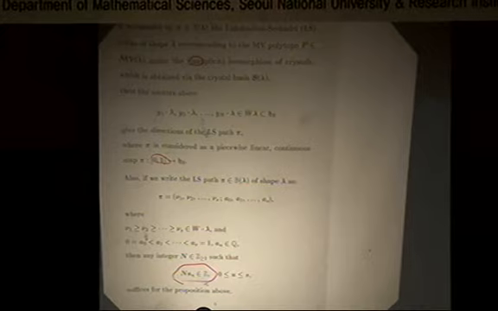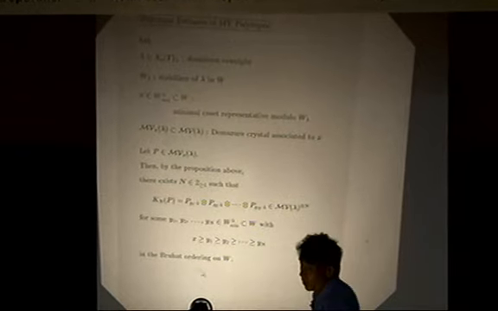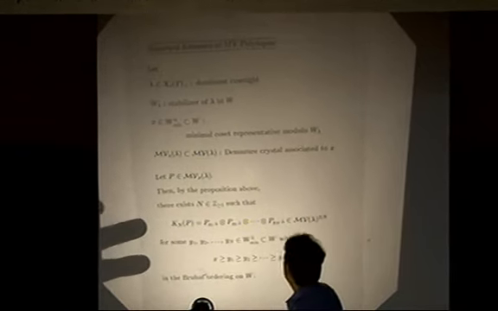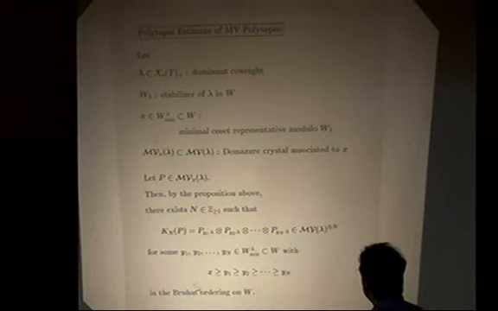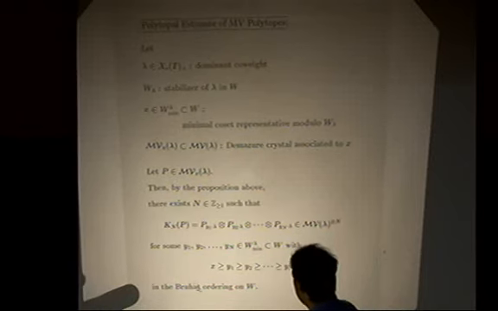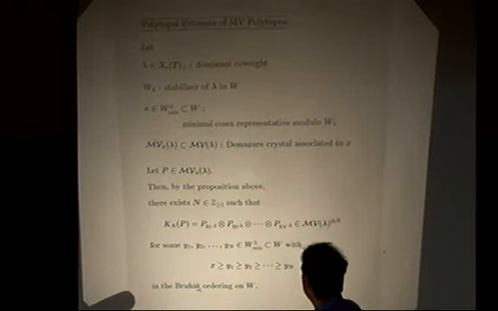Now, we give a polytopal estimate of every polytope lying in a Demazure crystal. Let lambda be a dominant co-weight and W_lambda the stabilizer of lambda in W, and let x be a minimal coset representative modulo W_lambda. And we denote by MV_x lambda the Demazure crystal associated to x. And let P be an element of this Demazure crystal.